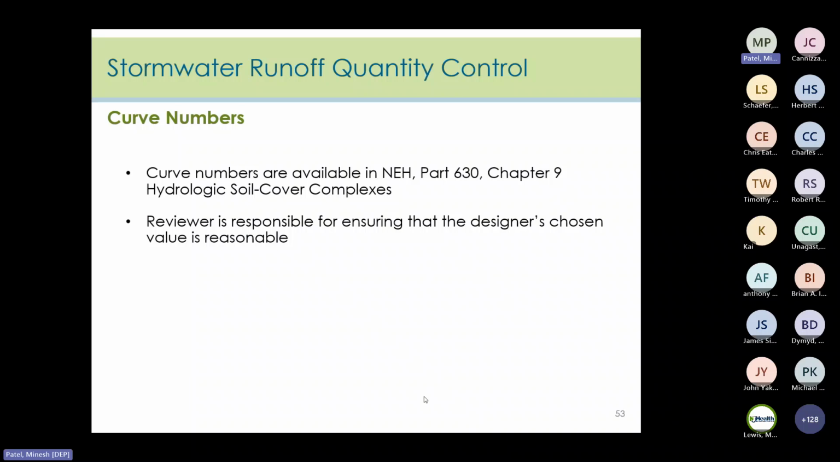In all, the reviewer must check that curve numbers are justified in the report. You can verify these in the National Engineering Handbook, and the reviewer is responsible for making sure the chosen values are reasonable and that they are accurate. Now I'm going to hand it off to Anthony Roblick, who will take you through the rest of stormwater runoff quantity control.